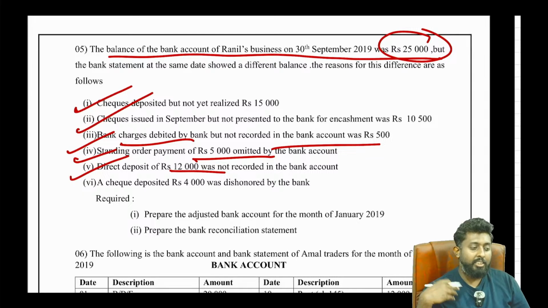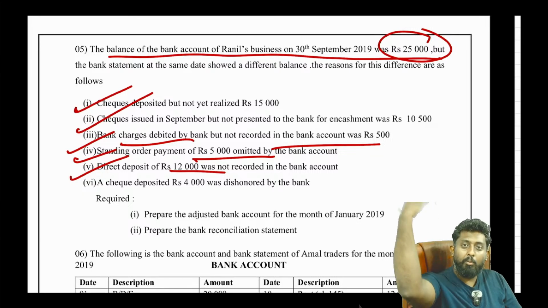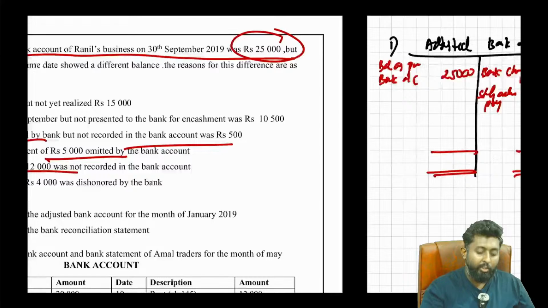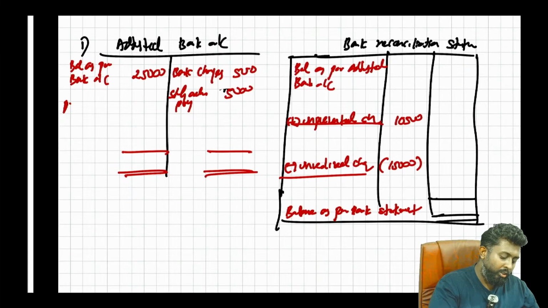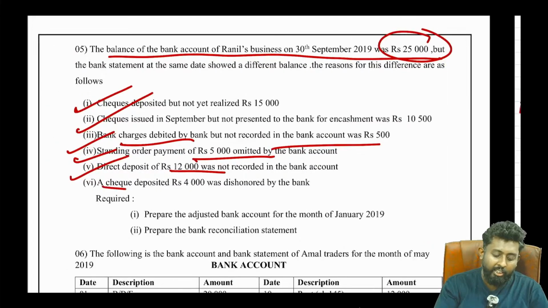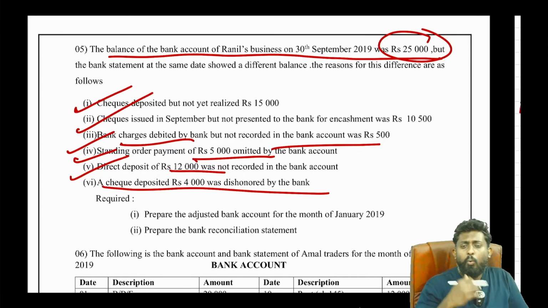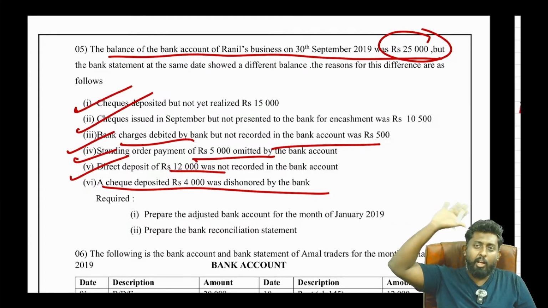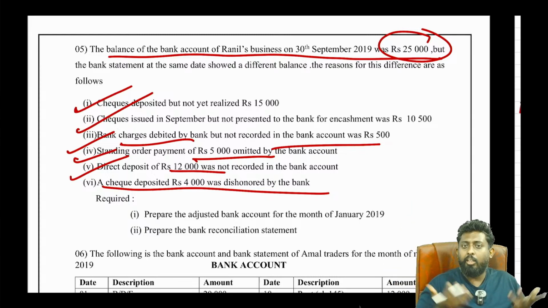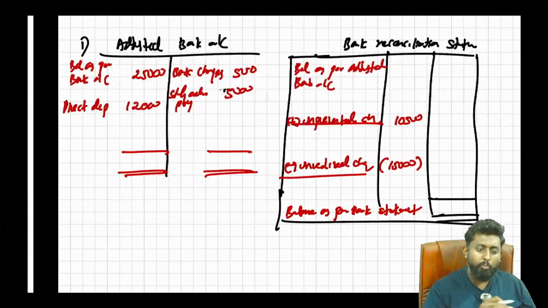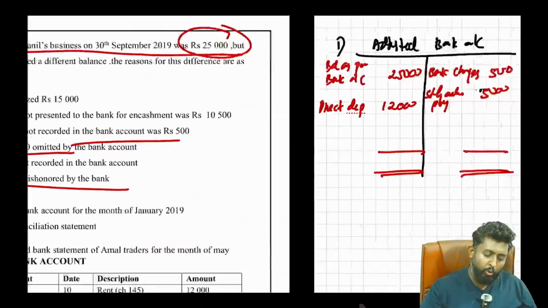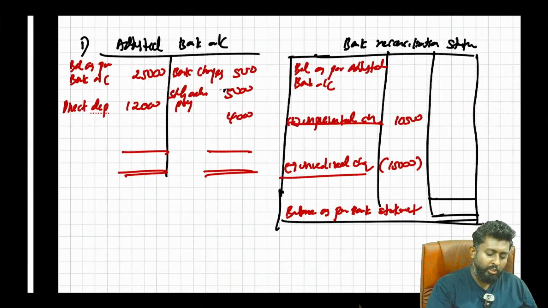A customer has directly deposited in our bank account. We haven't recorded it, so let's record the direct deposit. Now the name is direct remittance 12,000. Finally, a check deposited 4,000. We have added the deposited check, but the bank has cancelled that check. They are not going to add it. So we have added it, but since the bank has cancelled it, we should minus the check. The amount is 4,000. So 4,000 dishonored check. Look, we just completed it in no time.